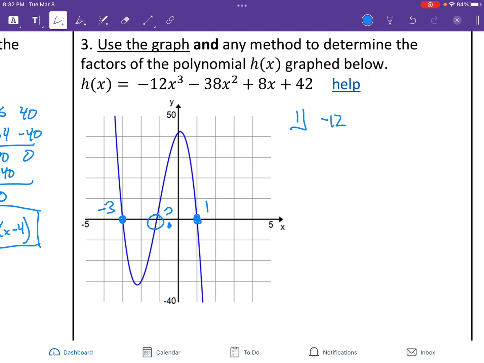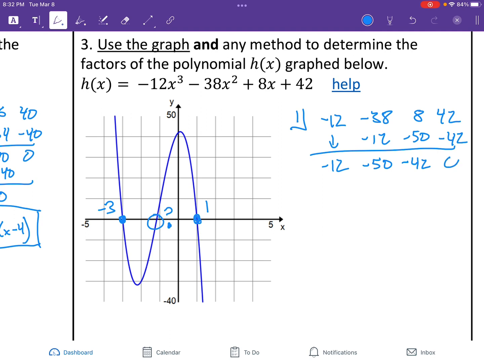Negative 12, negative 38, 8, and 42. So drop the first number, which is negative 12, times 1, which is also negative 12. We're going to add those 2 things together to give us negative 50. Then we're going to get negative 50 again. Add them up, you're going to get negative 42. Multiply, you're going to get negative 42, which gives us 0.